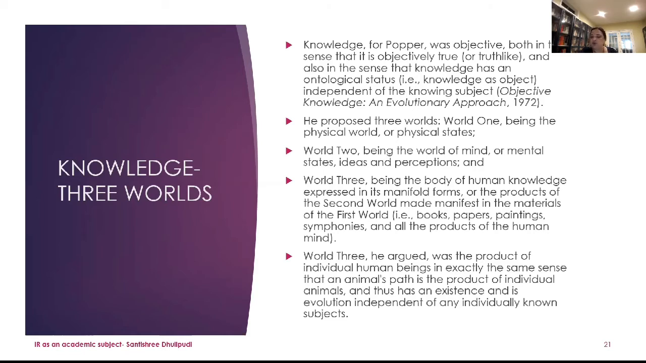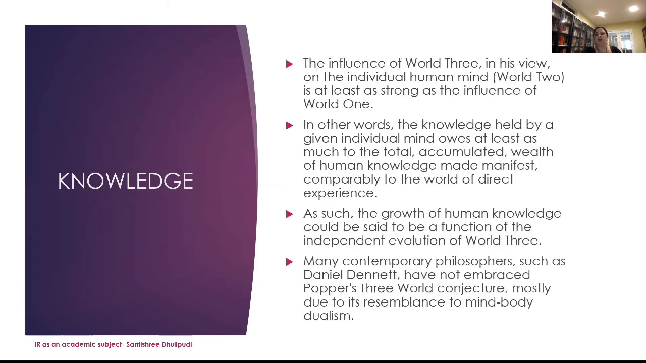World three, he argued, was the product of individual human beings in exactly the same sense that an animal's path is the product of individual animals, and thus has an existence and evolution independent of individually known subjects. The influence of World 3 in his view on the individual human mind is at least as strong as the influence of World 1. In other words, the knowledge held by a given individual mind owes at least as much to the total accumulated wealth of human knowledge as it does to the world of direct experience. As such, the growth of human knowledge would be said to be a function of the independent evolution of World 3. Many contemporary philosophers such as Daniel Dennett have not embraced Popper's three-world conjecture, mostly due to its resemblance to mind-body dualism.